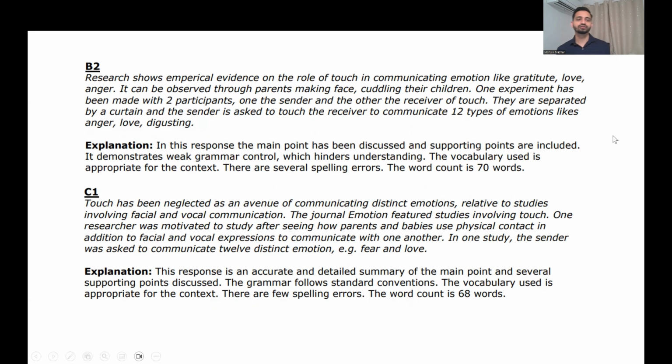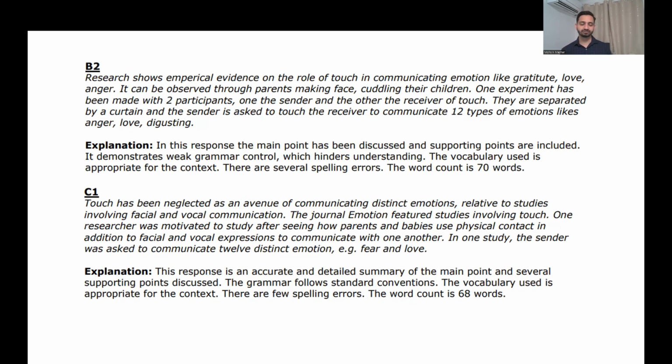All right, we've got B2. Research shows on the role of touch in communicating emotion like gratitude, love, and anger. It can be observed through parents making face, cuddling their children. One experiment has been made with two participants, one the sender and the other the receiver of touch. They are separated by a curtain, and the sender is asked to touch the receiver to communicate 12 types of emotions like anger, love, disgusting.